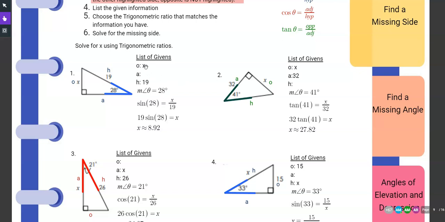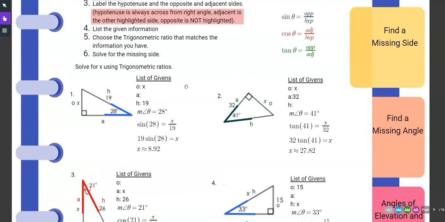So I have opposite, I have hypotenuse. I'm going to look here. Which one tells me I use opposite and hypotenuse? It is sine. So sine of a 28-degree angle is equal to x over 19, multiplied both sides by 19, and I get that x is approximately 8.